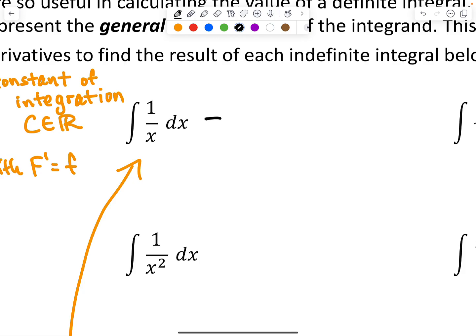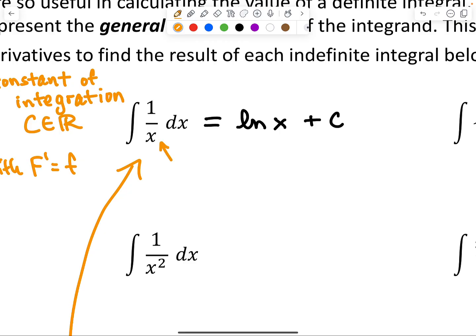Now you may recall a function whose derivative is 1 over x. That function is the natural log of x that we learned earlier in the course. The derivative of natural log of x is 1 over x. And then, of course, plus c. We do have one caveat we ought to mention here. Since we're starting with the function 1 over x, we want to be mindful of its domain.